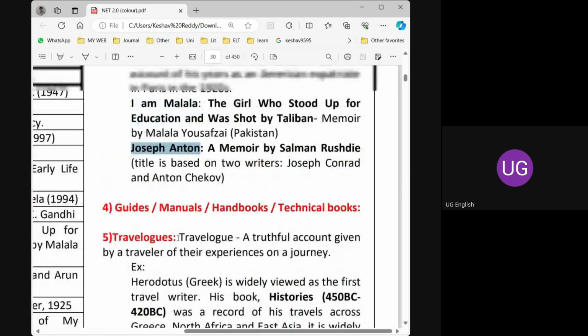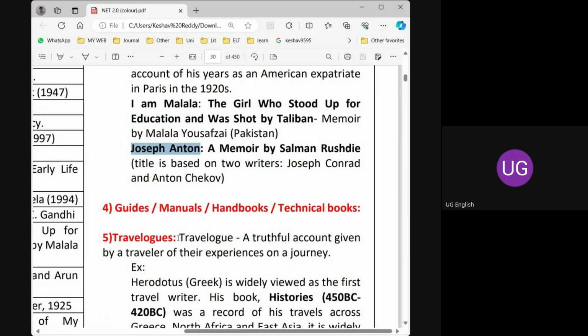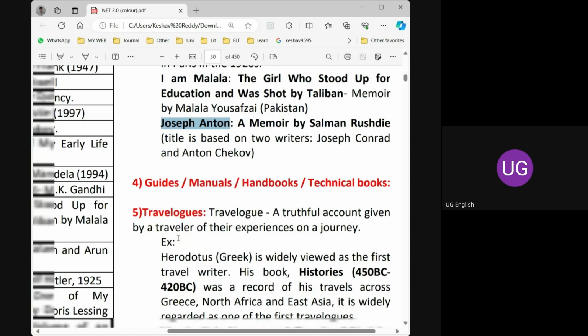Now there are some guides, manuals, handbooks, and technical books. For example, if you purchase a TV, you will get a handbook with it on how to operate the TV. Even if you purchase a phone, you will get a manual. These are also categorized as non-fictional works.